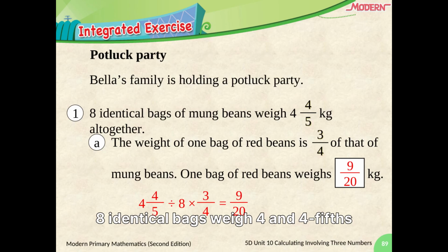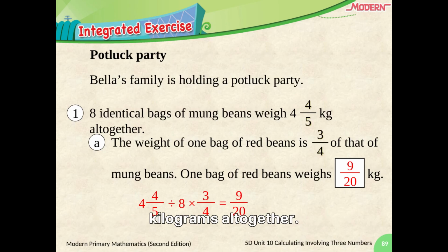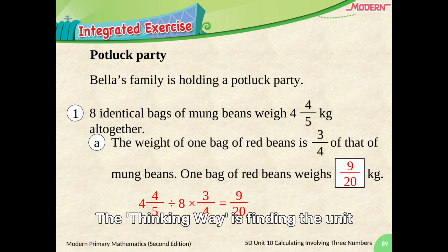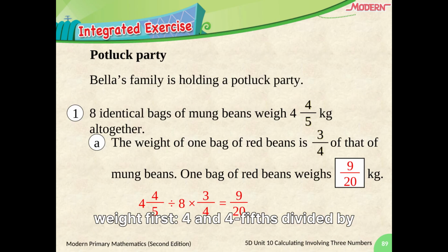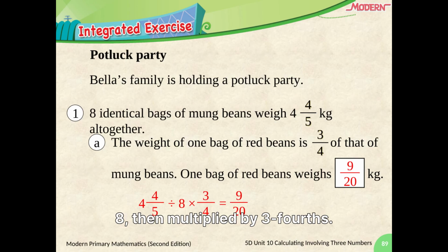8 identical bags weigh 4 4/5 kilograms altogether. First, we need to find the weight of 1 bag of red beans, which is 3/4 of a mung bean bag. The thinking way is finding the unit weight first, 4 4/5 divided by 8, then multiplied by 3/4. That gives us 9/20 kg.